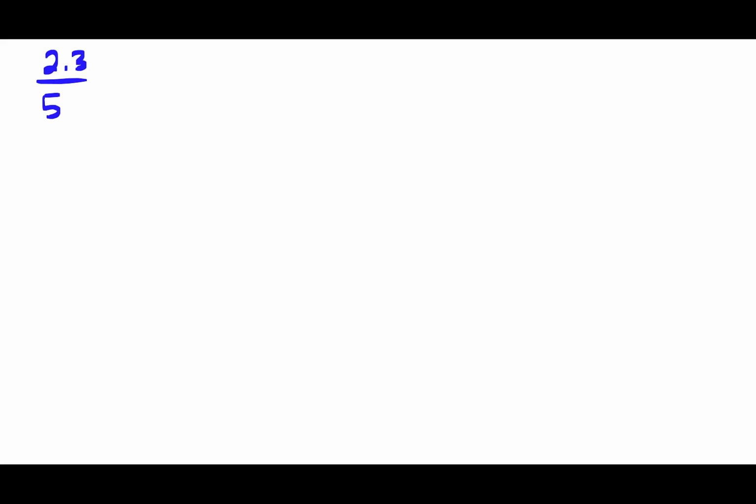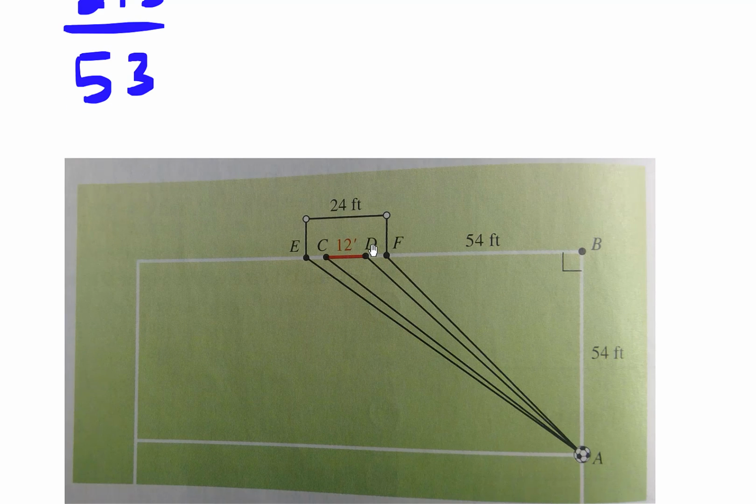Alright, 2.3 is the soccer field problem here. So let me give you the diagram. This is from the textbook itself. At first we're trying to hit it from this corner here. We're trying to hit it into this little area, let me zoom in on this, because the goalie is standing right here and he can block 12 feet across. So I got this little pass right here. This is going to be 6 feet, and that's going to be 6 feet because the top is 24 feet.